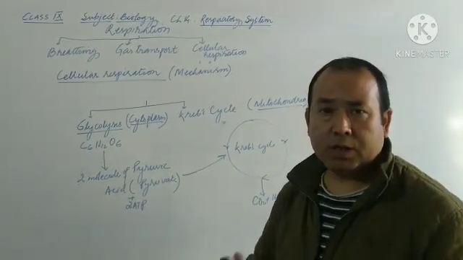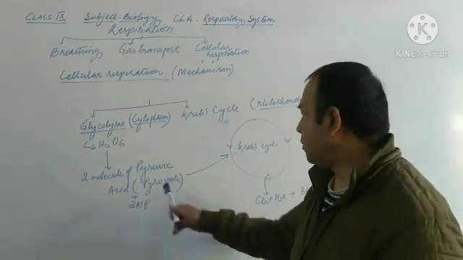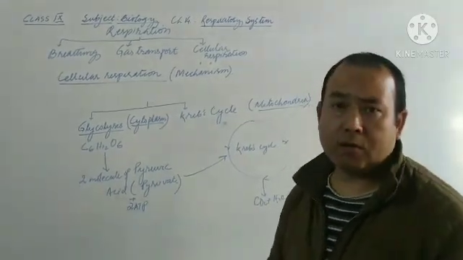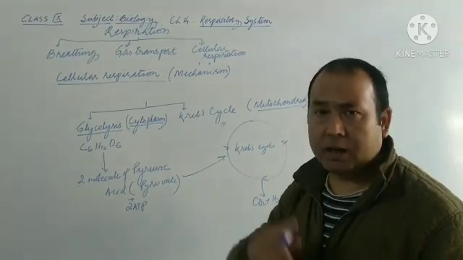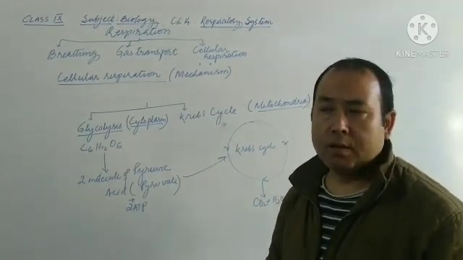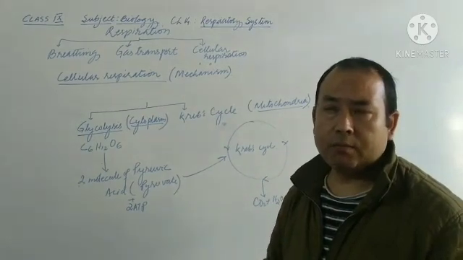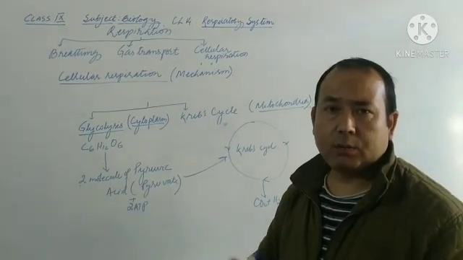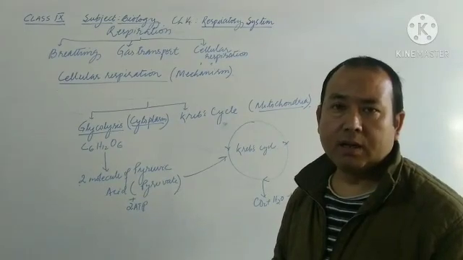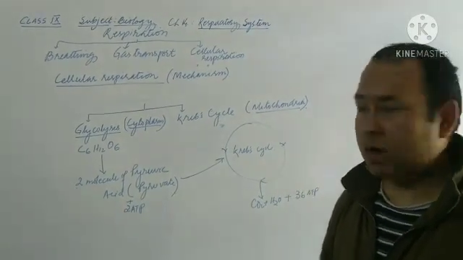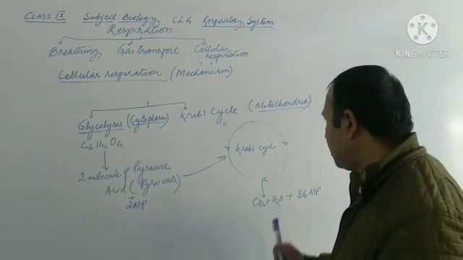After the formation of pyruvic acid, it enters into the mitochondria. In the mitochondria, the cyclic process goes on, from one form to another form. These pyruvic acids keep getting converted and finally are converted into carbon dioxide and water molecules.